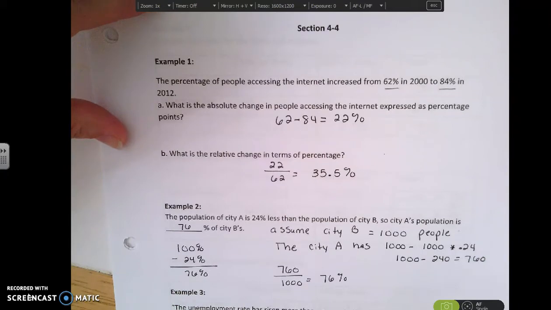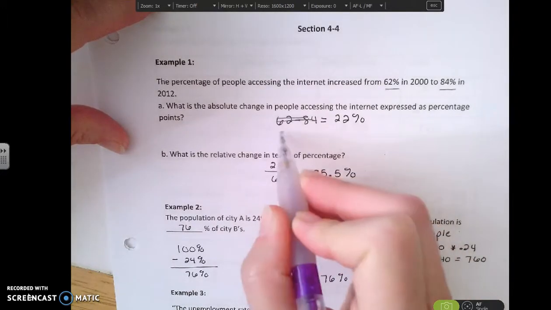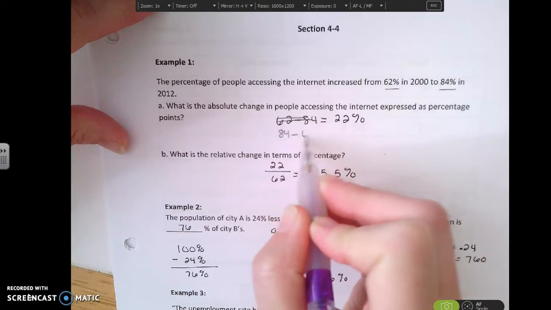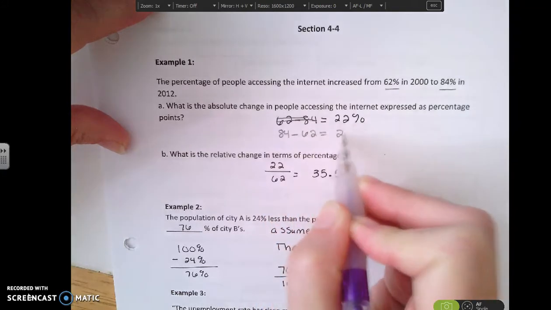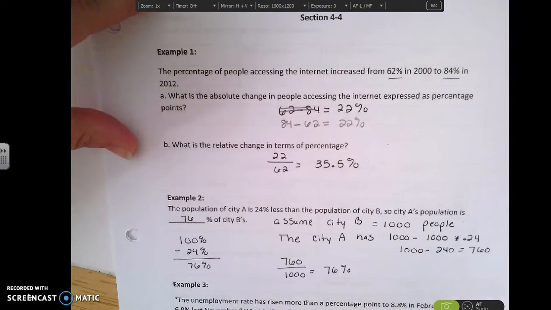Here they're asking, the percentage of people that are accessing the internet increased from 62% in 2000 to 84% in 2012. So what's the absolute change in the people accessing the internet? So this is going to be 84 minus 62, which is 22%. So it's a 22% increase in percentage points.